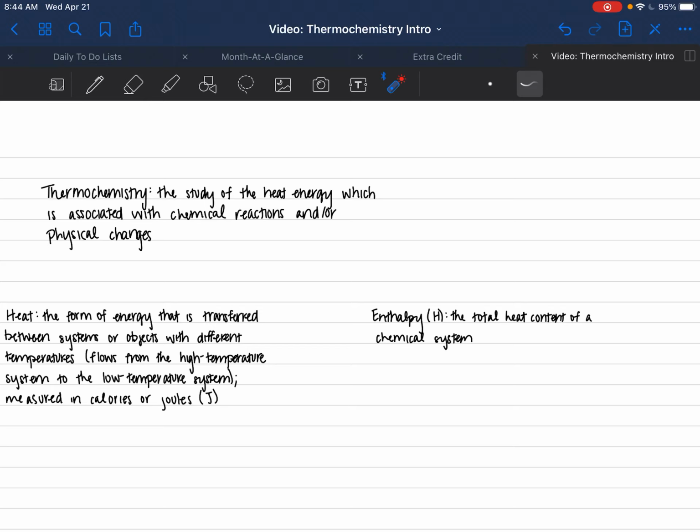Enthalpy, which we denote with a capital H, is the total heat content of a chemical system. So enthalpy tells us how much heat is in that system that we're trying to address. So usually we'll talk about a change in enthalpy. Either enthalpy is going up, we're increasing the amount of heat in that system, or enthalpy is going down, we're releasing heat from that system. So again, take a moment, write down any definitions you need, quiz yourself, and ask any questions that you need to before you move on.